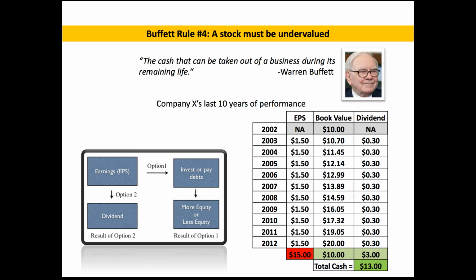So when Warren Buffett's talking about the cash that can be taken out of the business during its remaining life, when we'd be looking towards the next 10 years, we can generally assume that this company is going to continue to operate at this efficiency. So not all $15 of the EPS is going to be realized. You're probably only going to see about $13 if these numbers continue to trend like this over the next 10 years. So that would be the cash that you're taking out of the business. That $13, that's what you're taking out of the business. And that's that magic number.